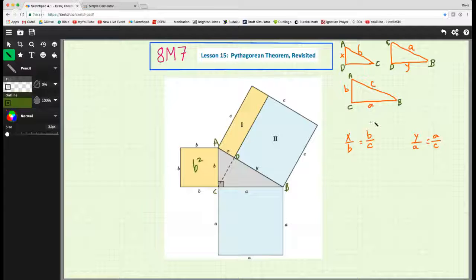Okay. All right. So remember, X over B, so X to B is the same as B to C. These ratios, if I divide these sides, they have to be constant. And similarly, if I take my Y over my A, that's got to equal my A over my C. But remember, if we rejigger this thing by multiplying around, X is equal to B squared over C. And here we get Y is equal to A squared over C.